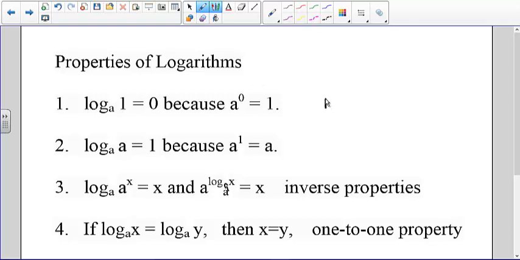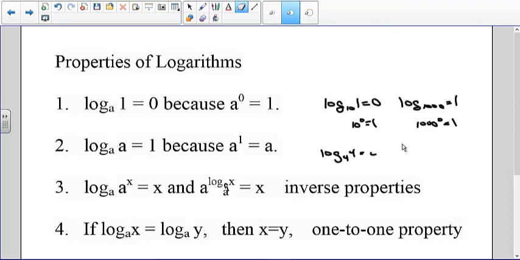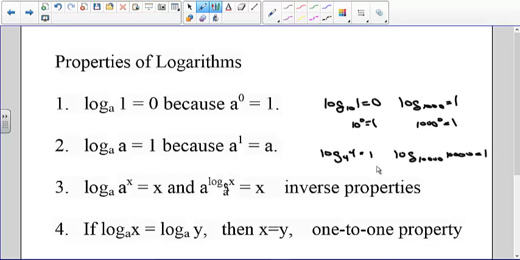So let's give you an example here. Log to the base 10 of 1 equals 0. Log to the base 1000 of 1 also equals 0, because 10 to the 0 power is 1, and 1000 to the 0 power is 1. Here, if you say log base 4 of 4, what do I need to raise 4 to, to get 4? Well, I have to raise it to the first power. So it's 1. Log to the base 10,000 of 10,000 equals 1. So this basically means you always have an x-intercept of 1, no matter what your base is.